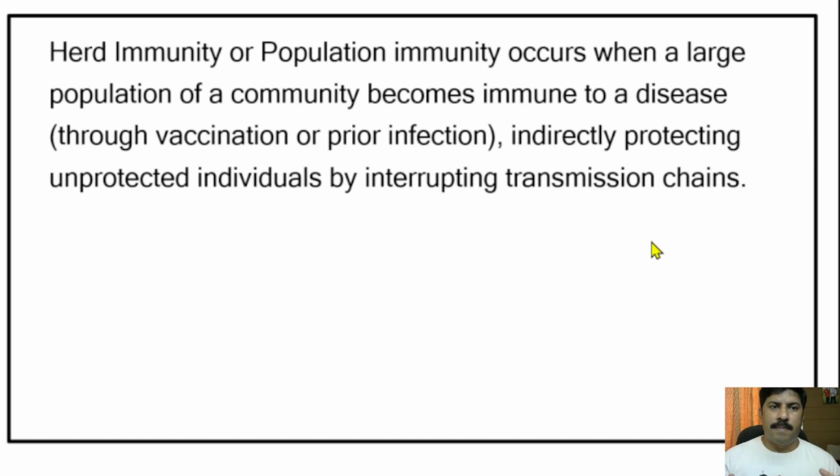So the majority of people have that immunity. Unprotected individuals, those who do not have that immunity, will not get the disease from that particular area. If they go outside that area, they may be exposed to the infection and may get it. But within the area, they will not be exposed to that kind of communicable disease.